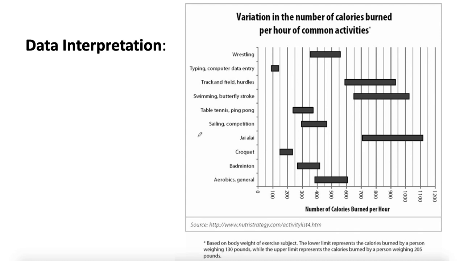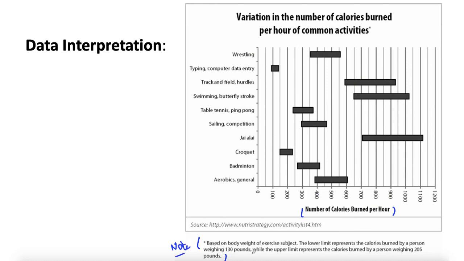Now let's talk about another Gantt chart. This is again following the same concept which we discussed in the earlier Gantt chart. And again, we'll just take 10 to 15 seconds to get an idea. So this is a variation in the number of calories burned per hour. So these are some categories, and this shows the number of calories burned per hour with a minimum and maximum for each of these.